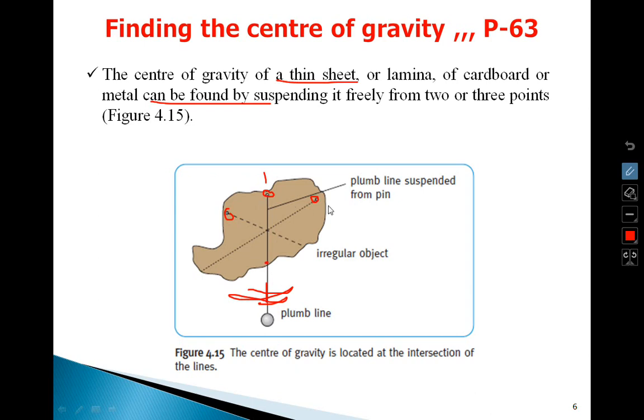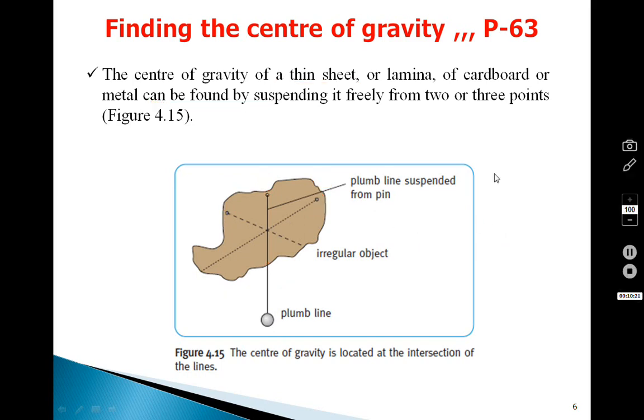Then we will suspend it from the second point, and do the same. We'll leave the object moving until it stays still, then put the plumb line on the second point, and then mark another point. Okay, so this is how to find the center of gravity.